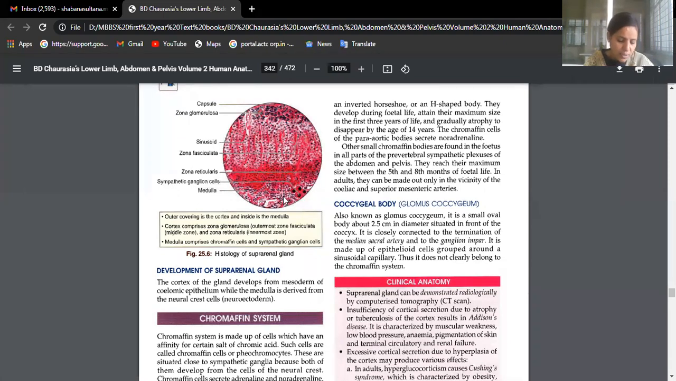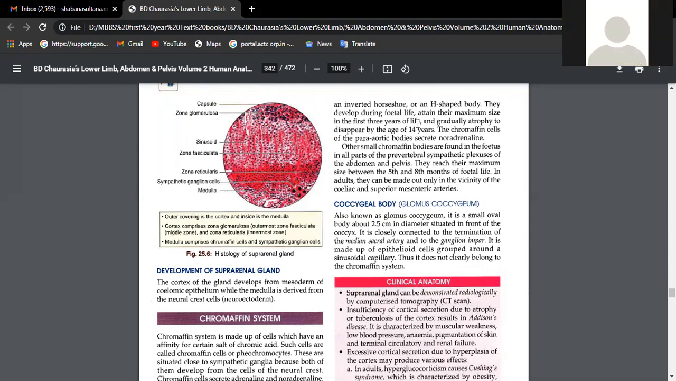Then next, the list of derivatives of the mesonephric duct is asked. You can write like in the embryology textbook, anyhow I will discuss again. Appendix of epididymis, ejaculatory duct, trigone of urinary bladder, seminal vesicles. Few things you can write for this. Derivatives of mesonephric duct.